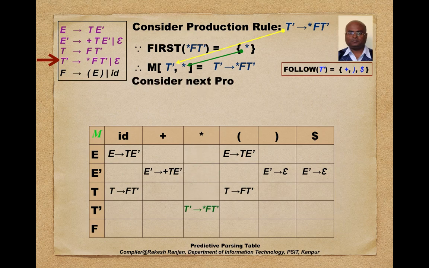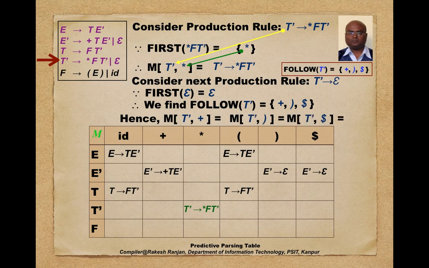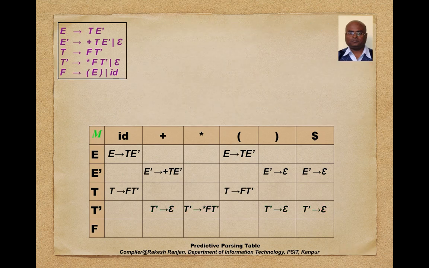Now consider the next production rule, T dash arrow epsilon. First of epsilon is epsilon, so we need to find the follow of T dash according to the algorithm. It is plus, parenthesis close and dollar. So at these three locations, plus, parenthesis close and dollar, T dash arrow epsilon will be placed.